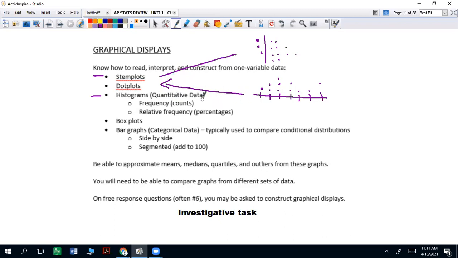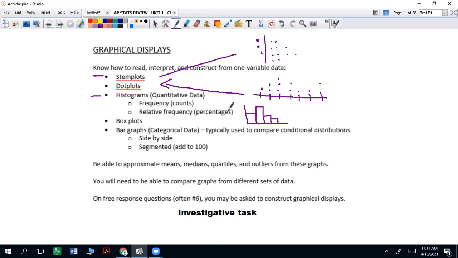Histograms, there are 2 different types of histograms. One is frequency and one's relative frequency. With histograms, it's like a bar graph, but it's between certain intervals. So that interval is going to be the same width.